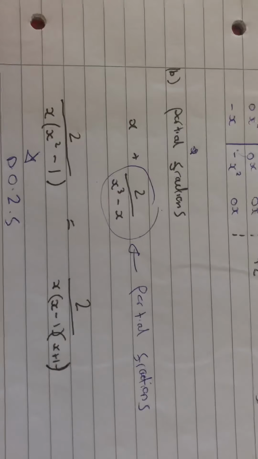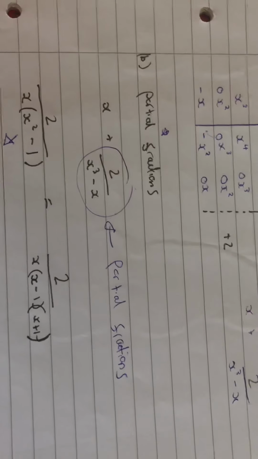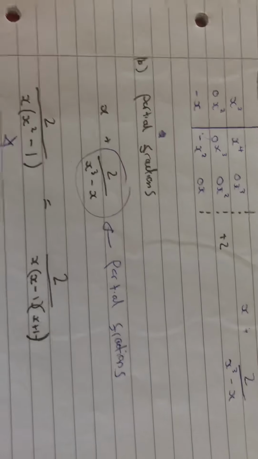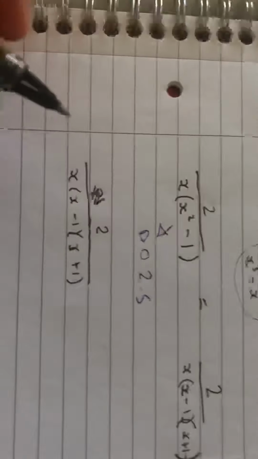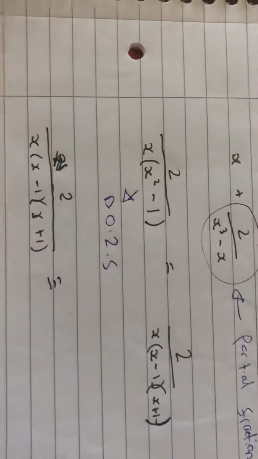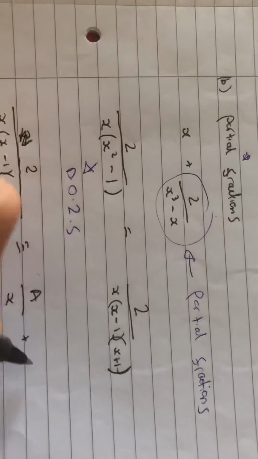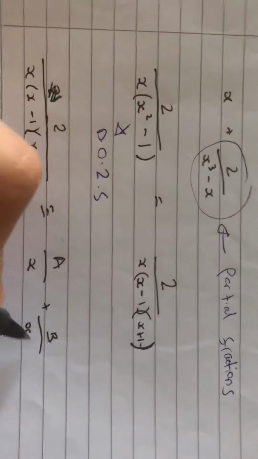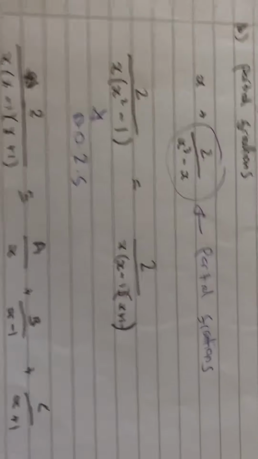So I'm going to have 2 over x, x minus 1. The order in which you write them makes absolutely no difference, so don't worry about that. Centralise that up a little bit. Because I've got 3 things, do my little 3 lines again, I'm going to have A over x, again the order is irrelevant, B over x minus 1, and C over x plus 1.